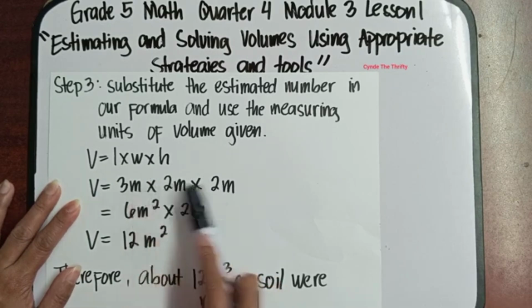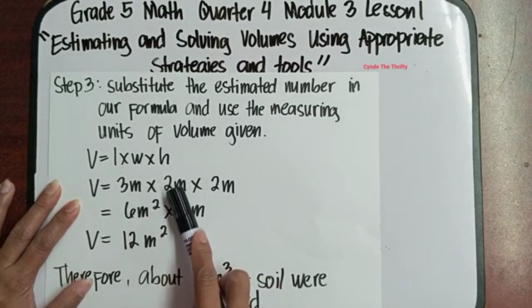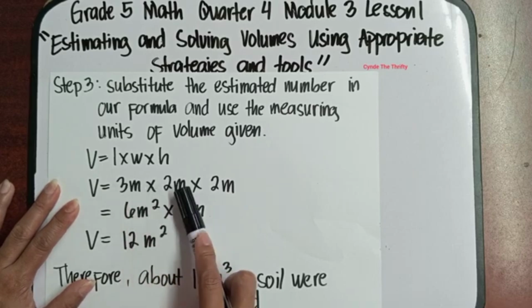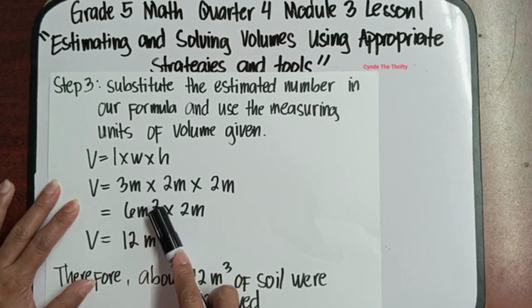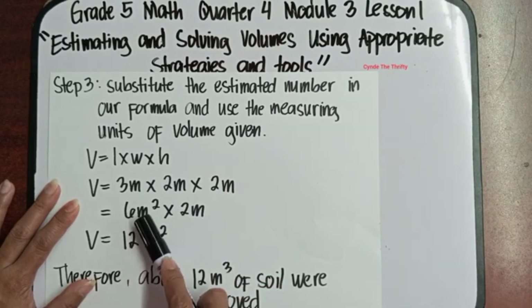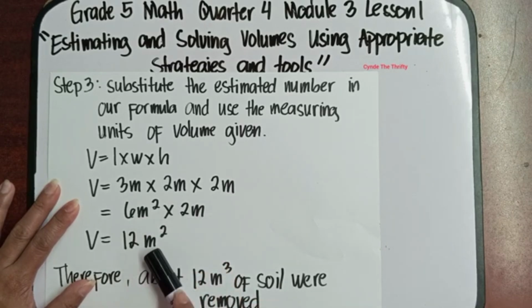So, i-solve na natin siya. So, 3 meter times 2 meter is equal to 6 meter squared. Kasi 3 times 2 equals 6. Meter times meter is equal to meter squared, or 2 meter na sila. Times 2 meter. So, 6 times 2 is equal to 12. And then meter squared times meter, ilang meter meron tayo? 3. So, bakit 2?